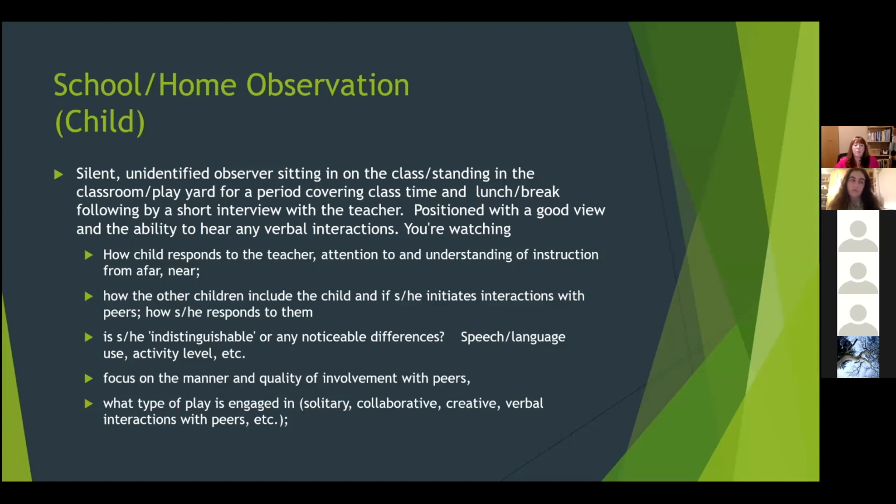So it's really having a look at how the child responds to the teacher, their attention, their understanding of any instructions, how they interact with each other, is the child indistinguishable from their peers, or is there any noticeable differences across the break time? What is their play like? Is it solitary? Do they interact with their peers?